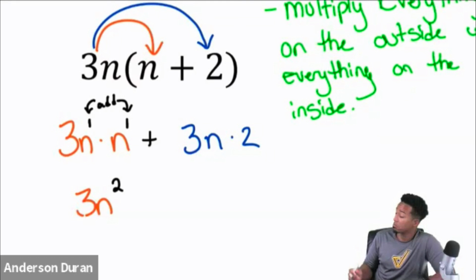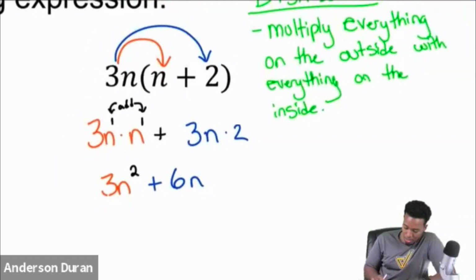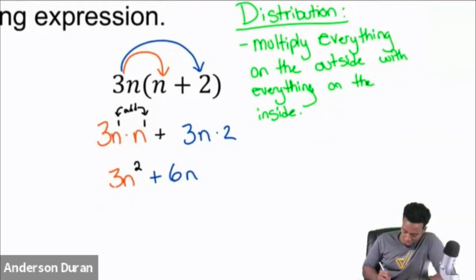Up next, we got 3n times 2. All we're going to take care of is, again, the numbers here. 3 multiplied by 2. Easiest question of the day. What do we got? That's right. It's going to be 6n. So what we're going to have here as a final answer will be 3n squared plus 6n.